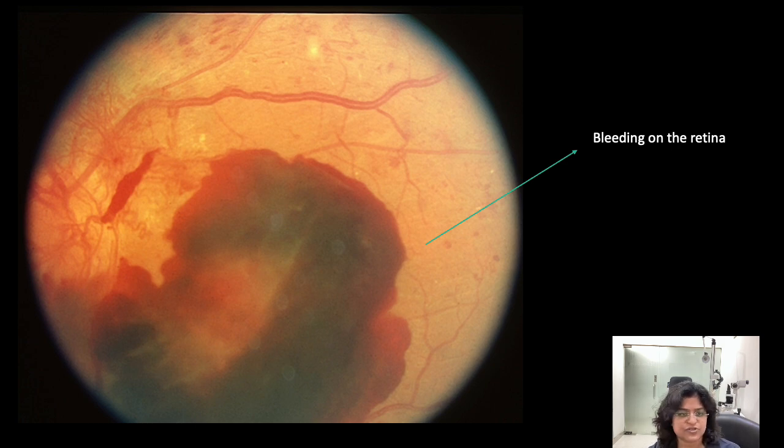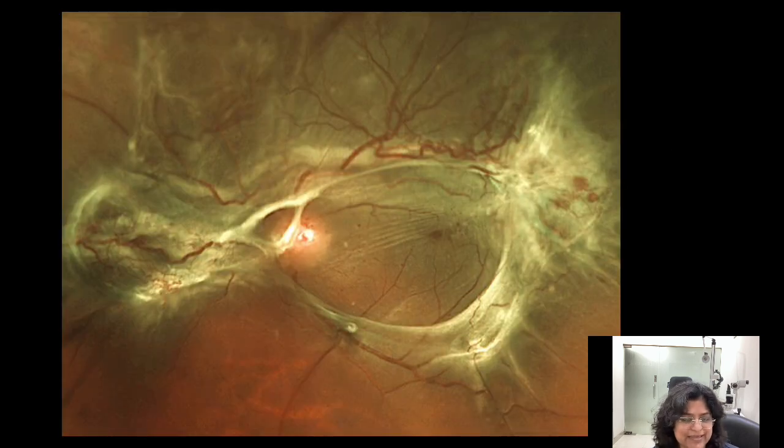By now, the vision has dropped, and it is already a very advanced stage. If this is also left untreated, or sometimes even without going through this stage, a patient can directly land up in a condition like this. So here what has happened is, the whole retina, the whitish portion which you can see, is all a tractional retinal detachment, which is the last stage of diabetic retinopathy. This requires surgery. But by now, the patient has completely lost vision and is blind.